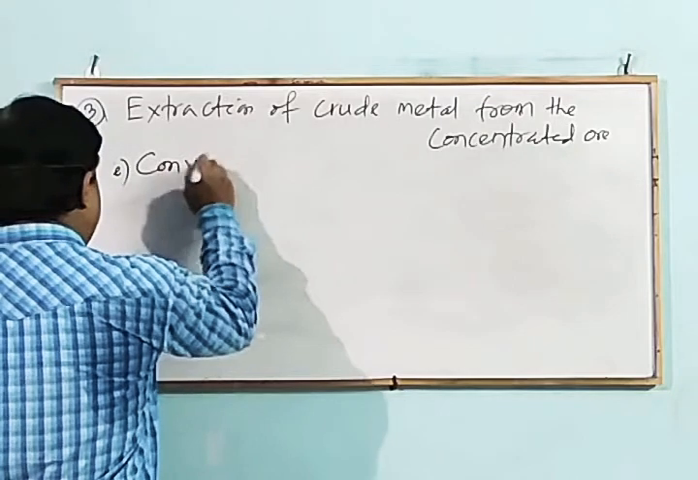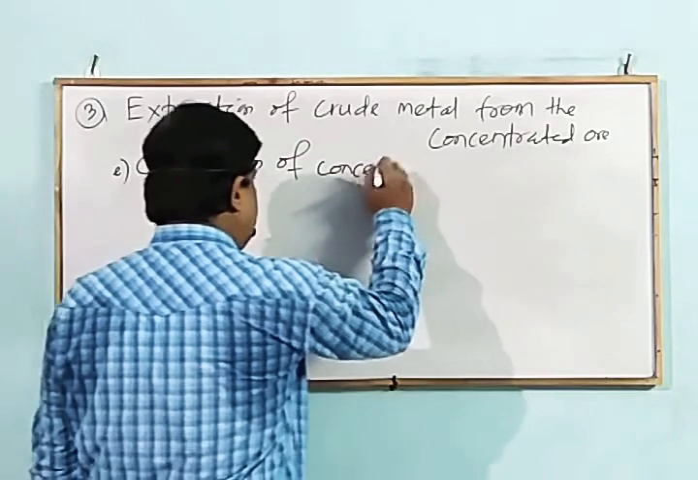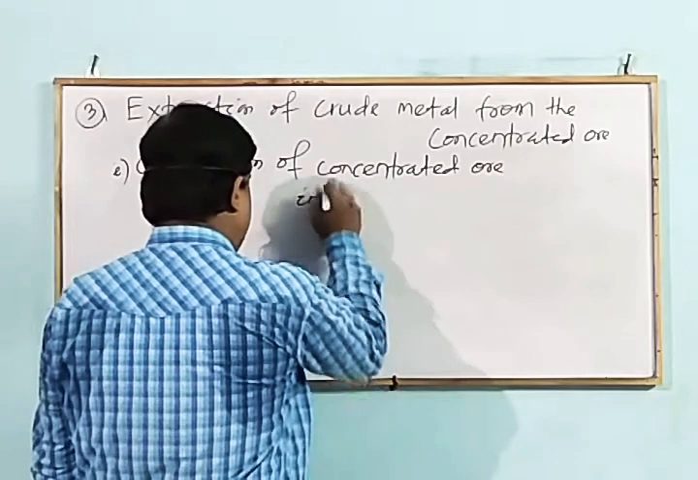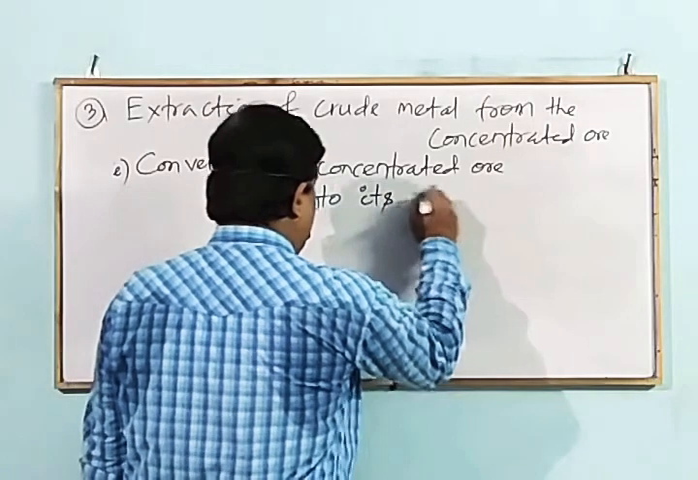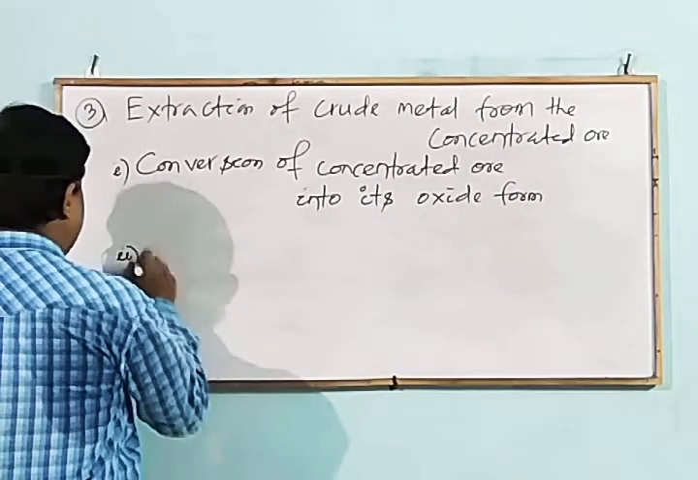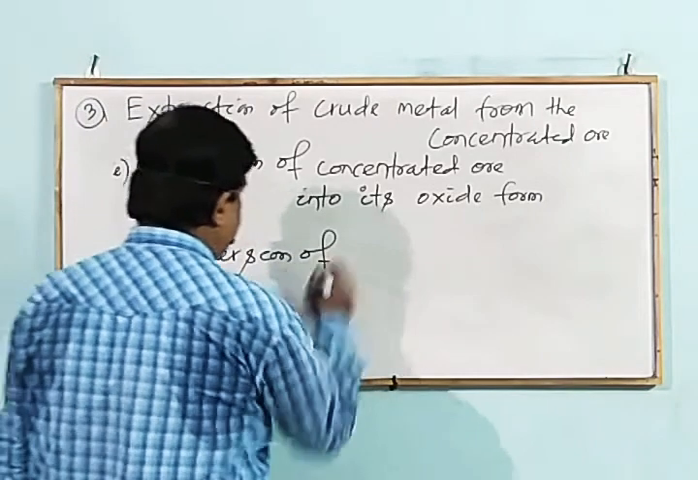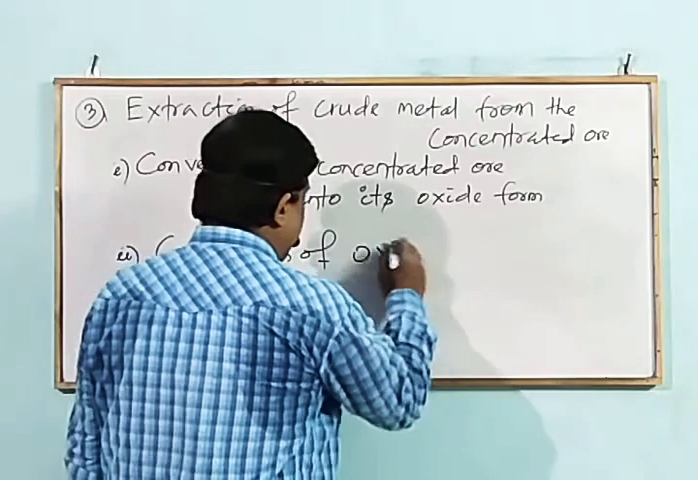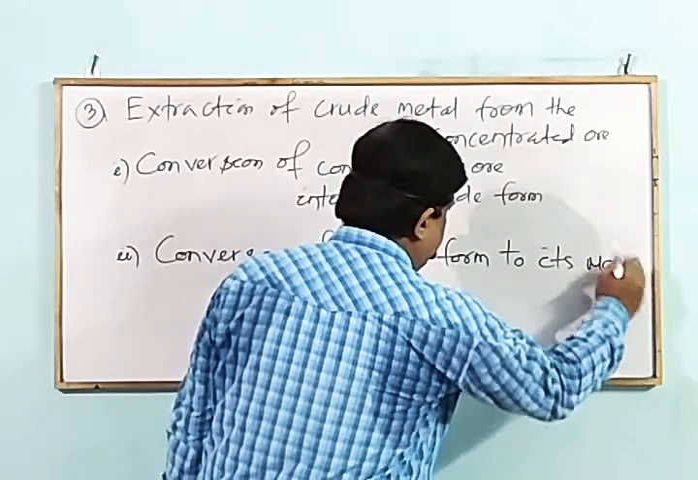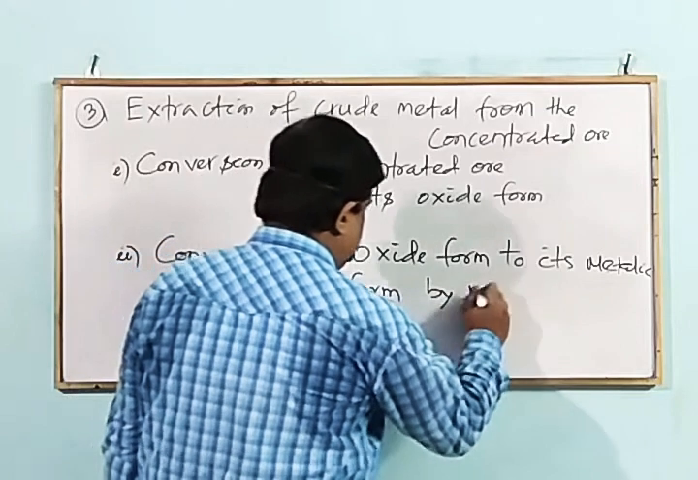That means B1, conversion of concentrated ore into its oxide form, and B2, conversion of oxide form to its metallic form by reduction.